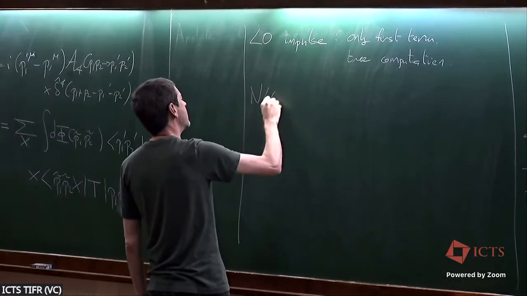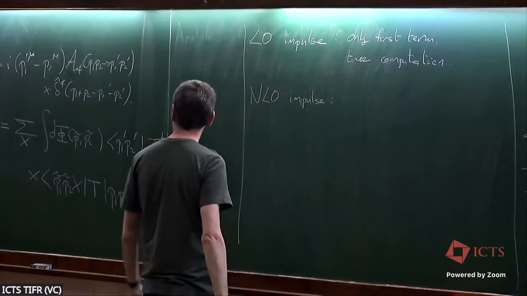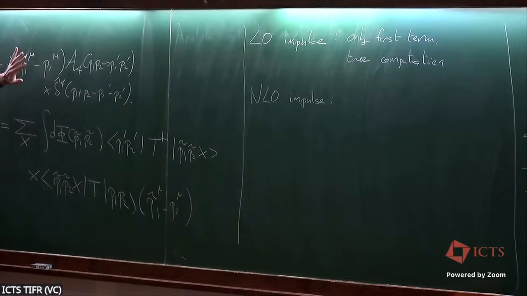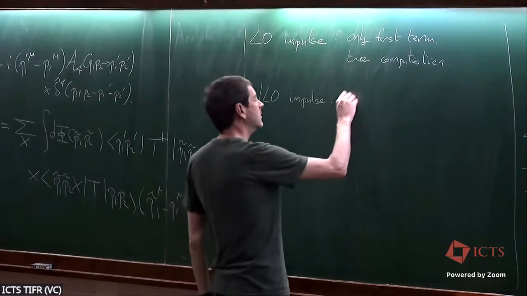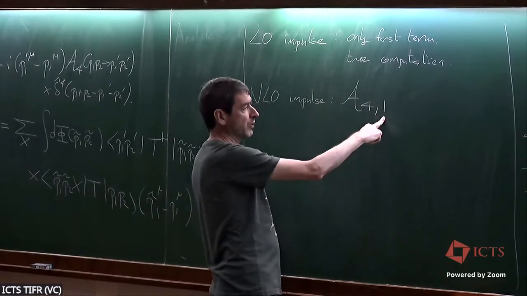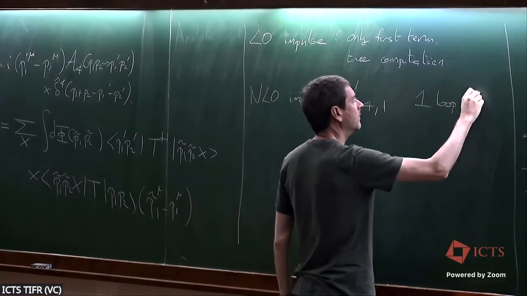So the next leading order impulse. Now at this order, in the first term, you'll need to include the one loop correction. In terms of perturbation theory, this will be order e to the 4th in electrodynamics. So there will be an A4 one loop. Let me write it like this: A4 one loop, the 4-point amplitude at one loop. So this is the first term.